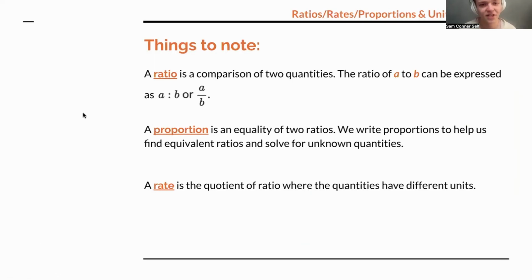Again, just some important refreshers: a ratio is a comparison of two quantities. So if you have A and B, it can either be written like this or as this, and it is a fraction. And then a proportion is an equality of two ratios. So that's when you have an equal sign. And then we usually use these to solve for unknown quantities. So one of the four terms in the proportion is going to be unknown, and we'll solve for that. And then a rate is just the quotient of a ratio where the quantities have two different units. So this is going to be things like miles per hour, meters per square inch, things like that.